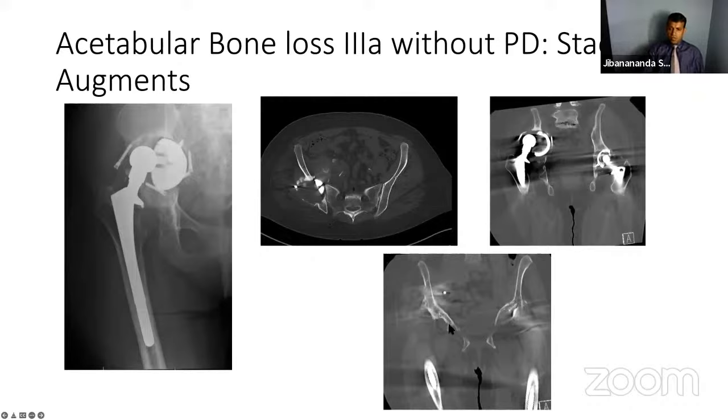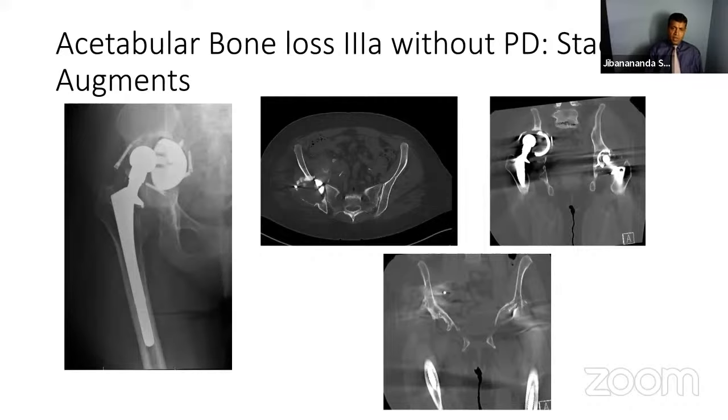Even though the anterior column is intact, as you saw in the CT, there is absolutely no posterior column, no sciatic buttress. We're essentially riding on the sacroiliac joint, and this is very technically challenging. You cannot use a triflange even in this one. There's nothing to anchor to. So we went innovative on this one. We used a stacked augment concept.